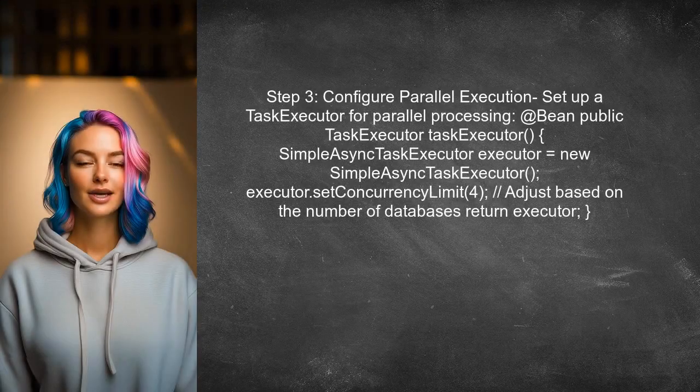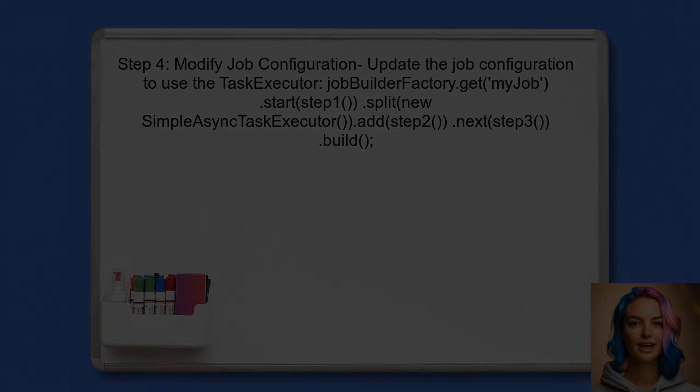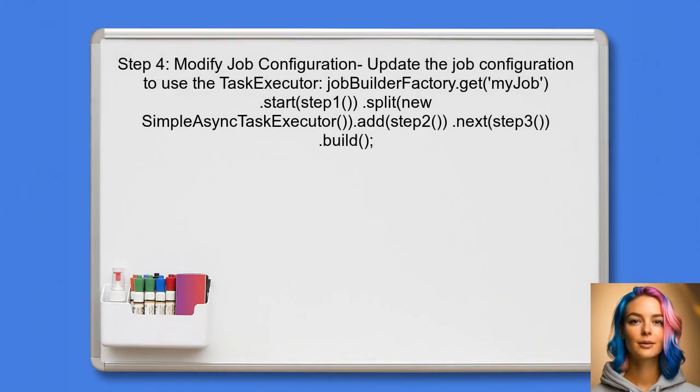Now, the user needs to configure the Spring Batch job to run in parallel across these multiple data sources. This involves setting up a task executor that allows for concurrent execution of the batch steps. Finally, the user should modify the job configuration to utilize the parallel execution setup. This includes defining the job steps to run concurrently using the task executor.